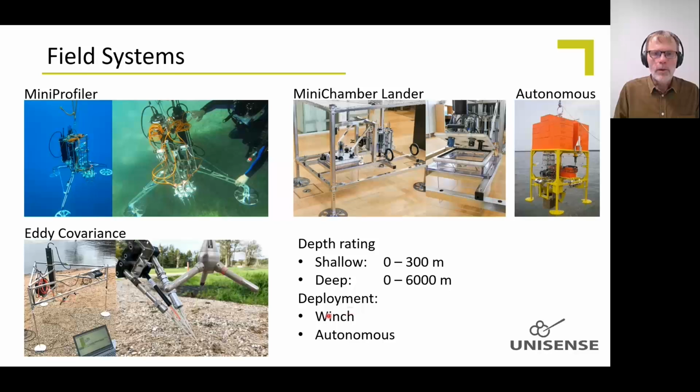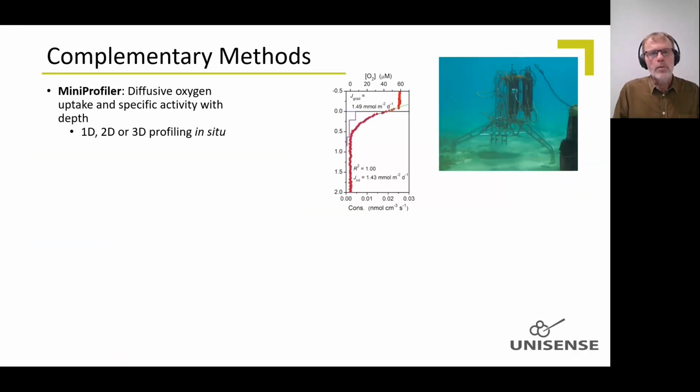So either deployed by winch or autonomous. The shallow ones, these mini profilers and the landers, are difficult to handle deeper than 300 meters, but this autonomous one can go all the way to the deep sea, or at least to 6 kilometers depth. So these methods are complementary. You could say, though, the microprofiles give you very detailed knowledge of oxygen at one point, and you can calculate the oxygen consumption at different levels in the sediment. You can calculate a flux rate of oxygen into the sediment at this exact point where you have been measuring.